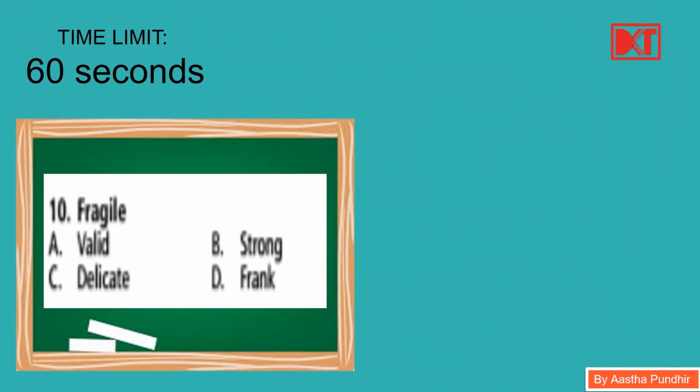Now the next word is fragile. Here the options are A. valid, B. strong, C. delicate, D. frank. Here pretty easy, the synonym of fragile is delicate. It's something that is weak and you have to handle it with care. That is fragile and delicate.